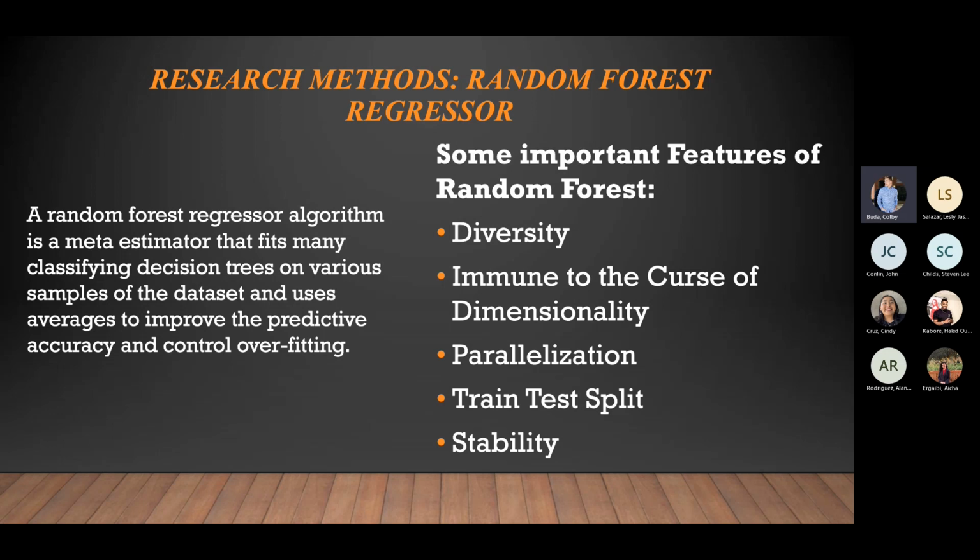The next important feature to keep in mind is the train test split. It's so you don't have to segregate the data for train and test, as there will always be 30% of the data which is not seen by the decision tree. And lastly, stability. Stability arises because the result is based on majority voting and/or averaging, which is great.